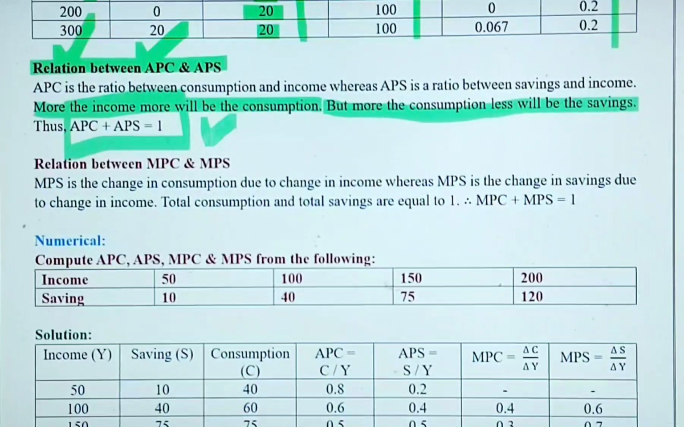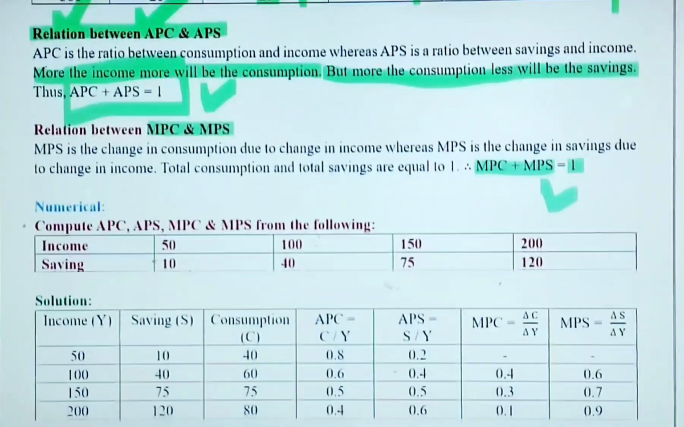In the same way, we can find the relation between MPC and MPS. MPC is the change in consumption due to change in income, whereas MPS is the change in savings due to change in income. And when you add MPC and MPS, it is always equal to 1. So keep it in mind always.